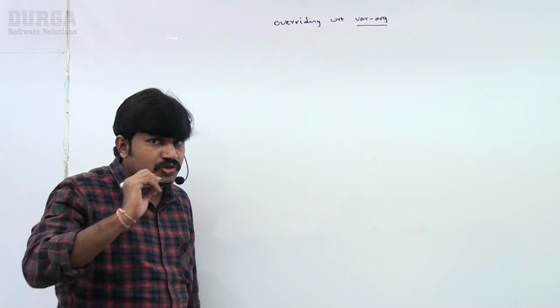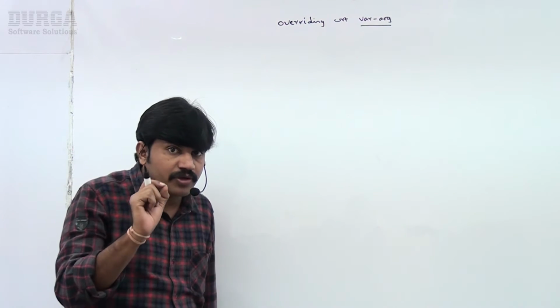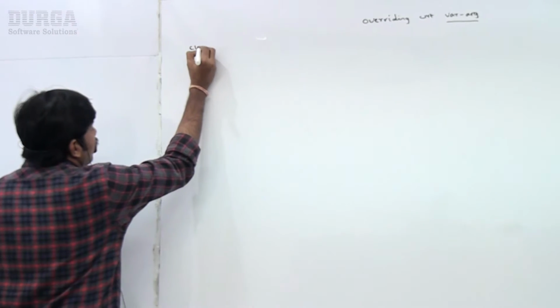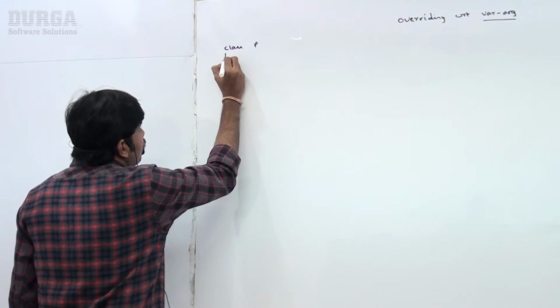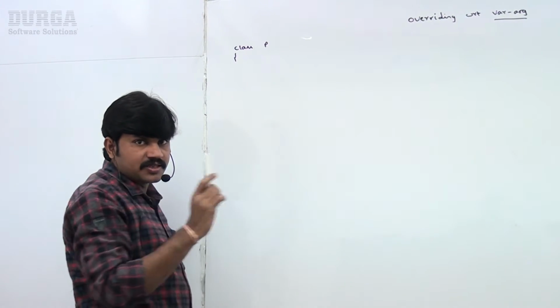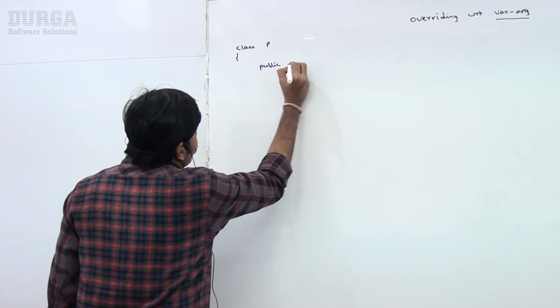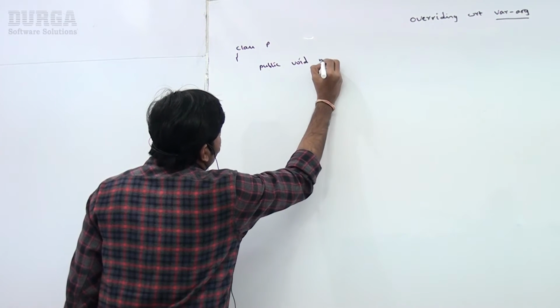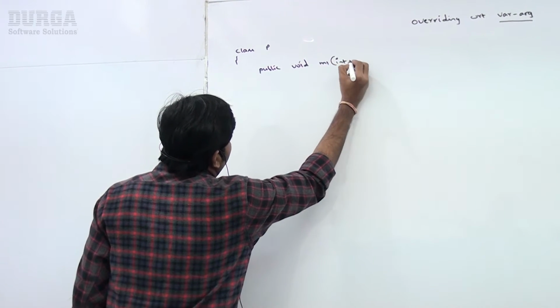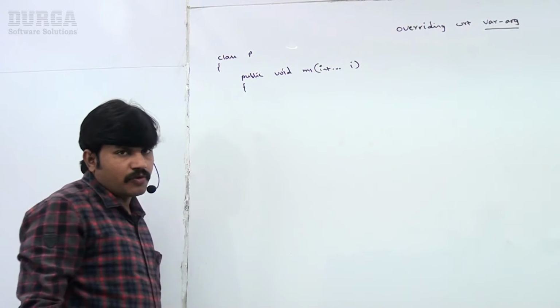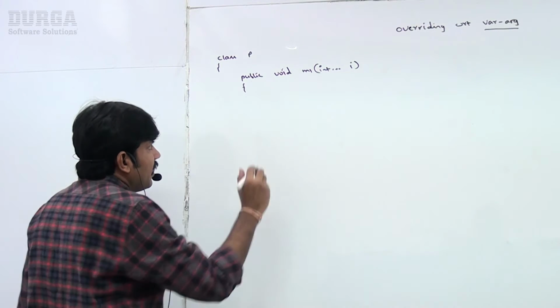It seems very easy, but you need to understand it very clearly. Just observe that. Have a look once, sir. I'm taking class P. Here, public void m1(int... i).